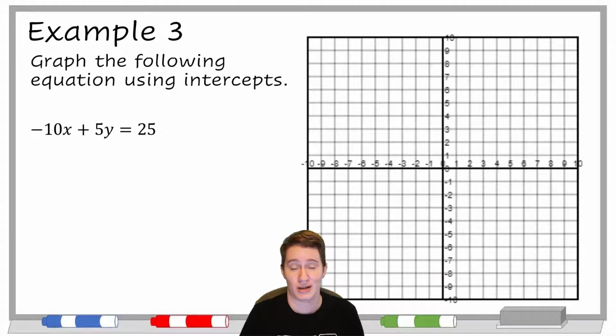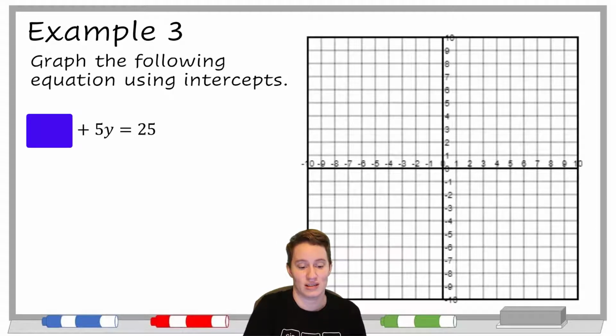You may have noticed, by the way, that these worked out really nicely, that when I divided my numbers over, I got integers. That's not going to happen on this one. Not on both of them, at least. If I cover up negative 10x, I get 5y equals 25. Divide by 5.